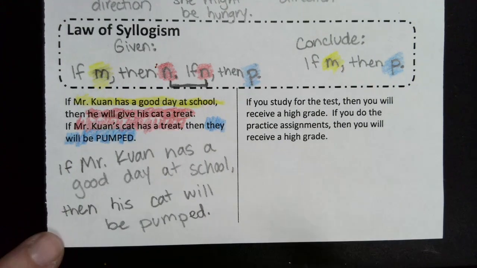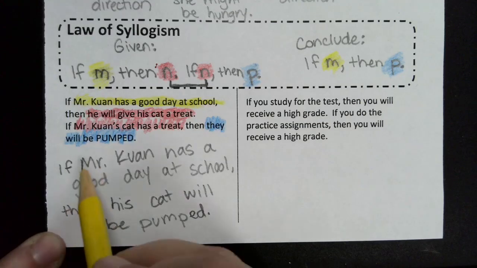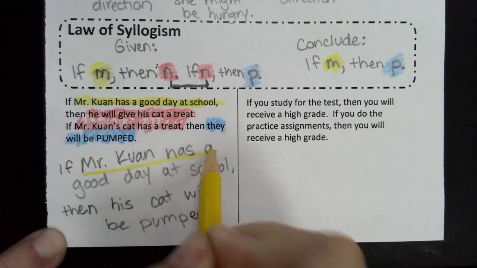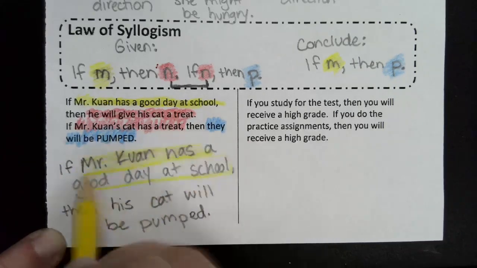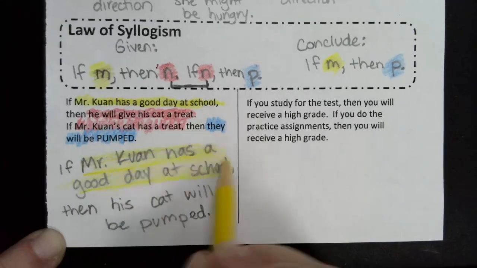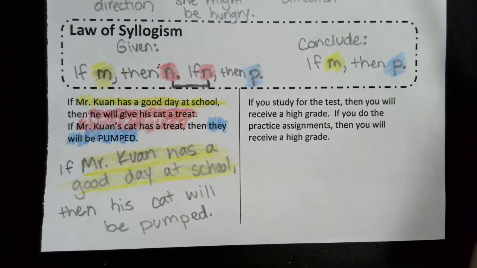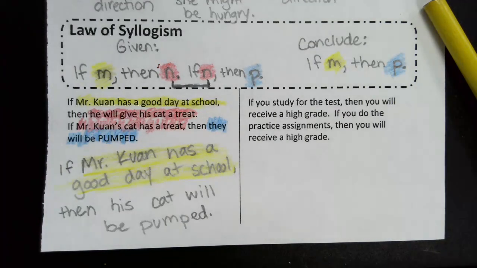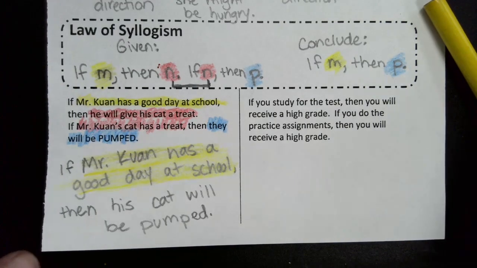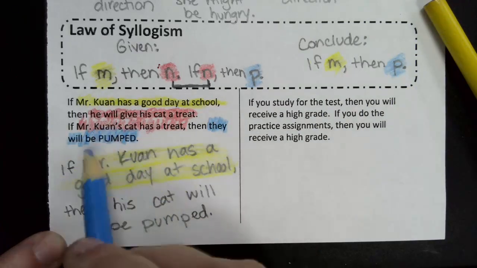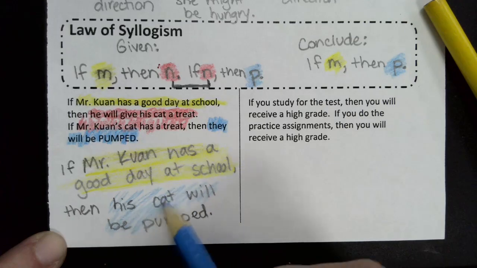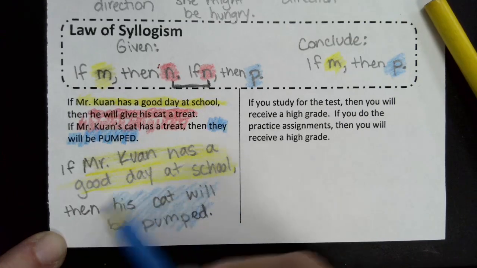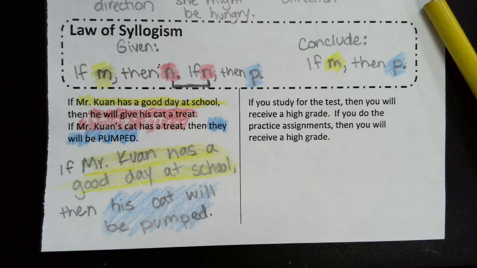All right, so I'm going to color code again just to make sure that we have it. If Mr. Kwan has a good day at school, so that was our yellow, or my yellow, whatever color you used. Thank you. And how does it end? This cat will be pumped, which I used blue as my last color, so use whatever color you use last. All right, last one, and then we'll glue this in, and we have a quick practice today.